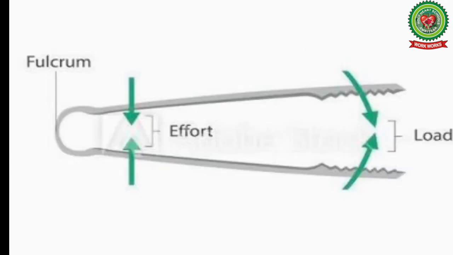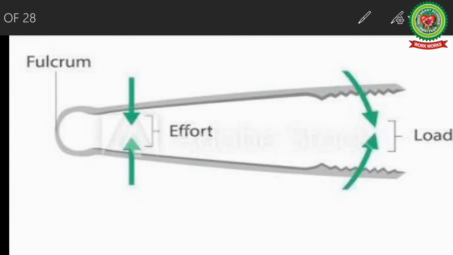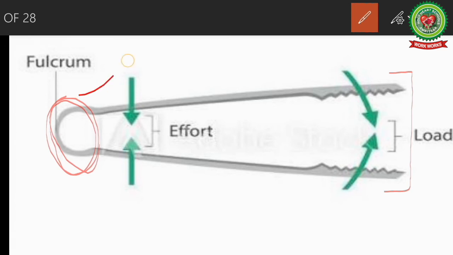And how is a pair of tongs called a third class lever? In this also, effort is applied in the center, whereas the load is anything which is to be held by the pair of tongs. It is at one end of the pair of tongs, and the fulcrum, which is the fixed point, is also at the other end of the pair of tongs. In this way, we can say a pair of tongs is a third class lever.